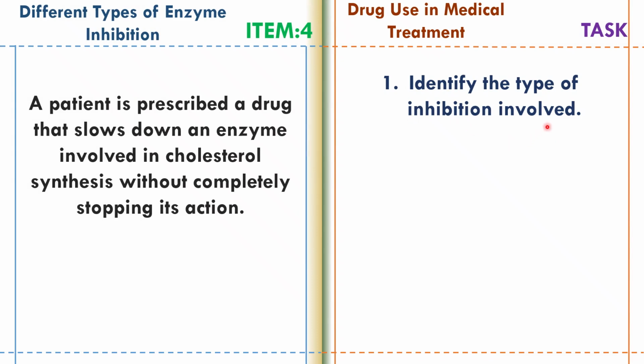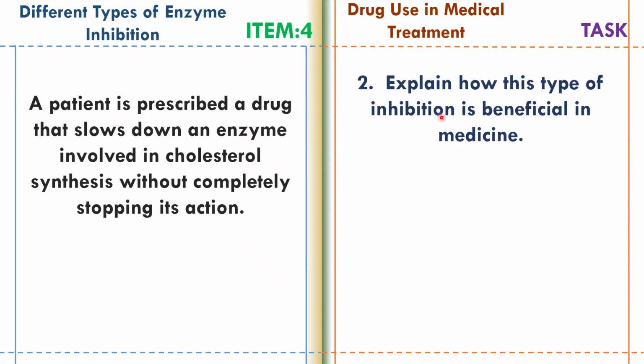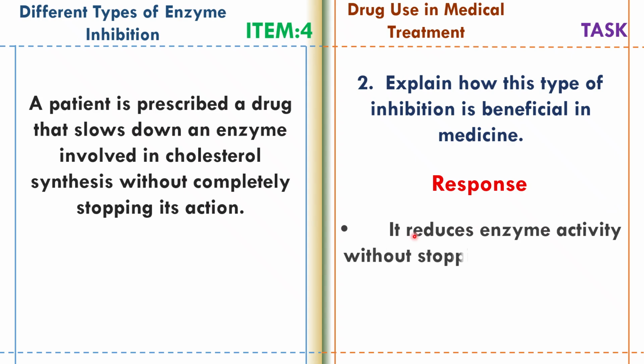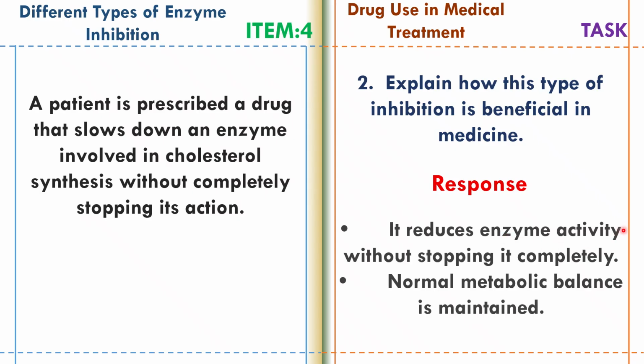Identify the type of inhibition involved. Competitive inhibition. Explain how this type of inhibition is beneficial in medicine. It reduces enzyme activity without stopping it completely. Normal metabolic balance is maintained.